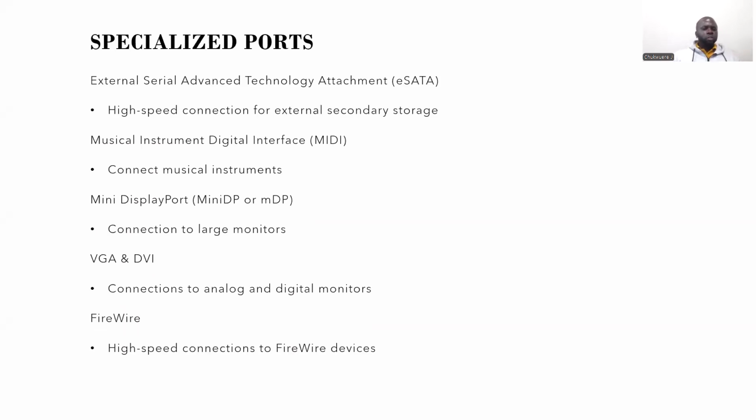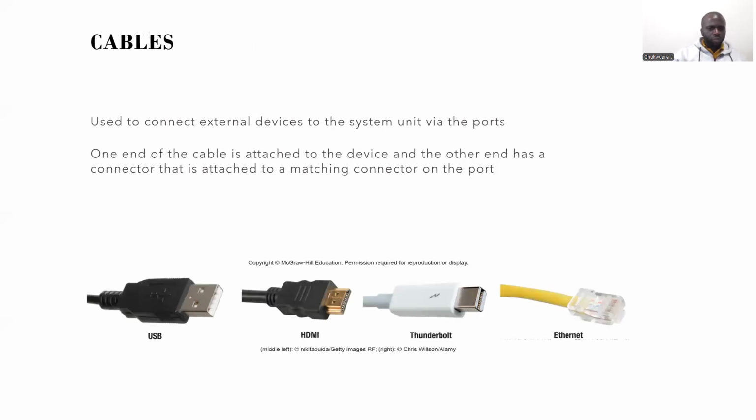You have a specialized port, which is also external serial advanced technology attachment, eSATA, which provides high-speed connection for external secondary storage. You have your musical instrument port as part of your specialized ports. You have your mini display ports, and so on and so forth. So these are different kinds of specialized ports on your CPU that also provide you access to the resources.